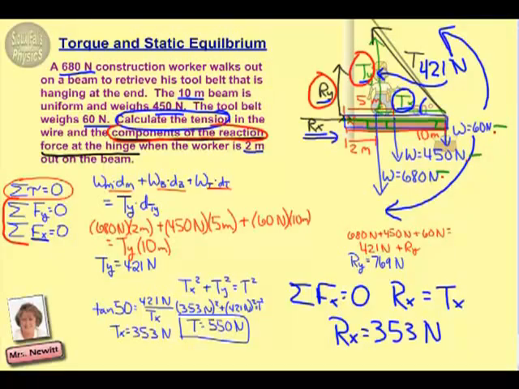So our final answers then, tension in the wire is here, 550 newtons as the resultant between Tx and Ty. Components of the reaction force, we have R sub y, 769 newtons, and that would be upwards. And finally, we have R sub x, 353 newtons, and that would be to the right.